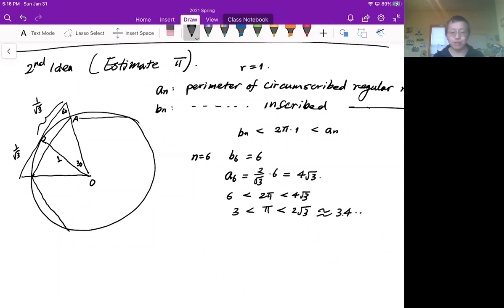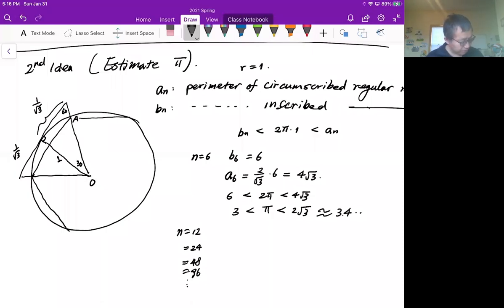You'd say, oh, that's too bad, because if you give me an estimate of 3.4, that's not good. But the idea is the following. Although for n equal to 6 it's not very good, I can keep on working. I can do n equals 12, right? So what happens if n equals 12? What happens if n is equal to 24, 48, 96, and so on and so forth?